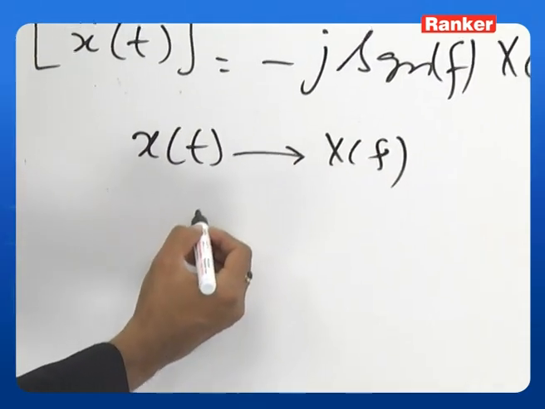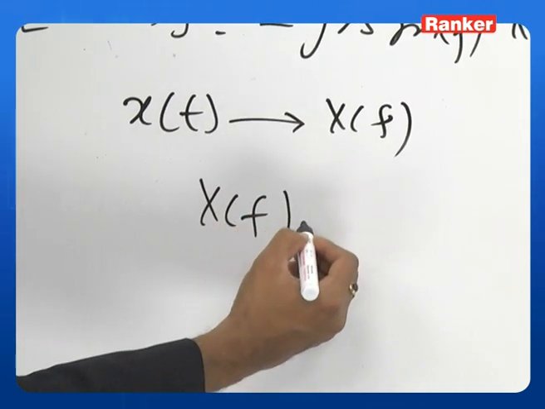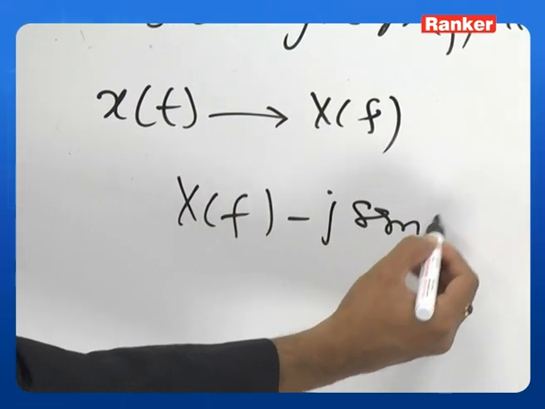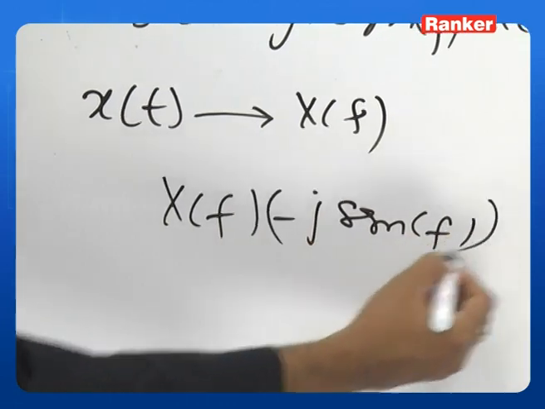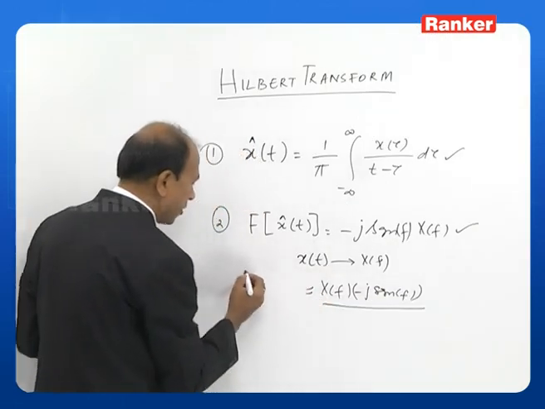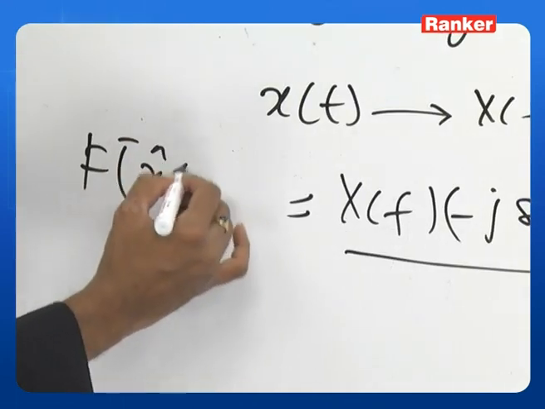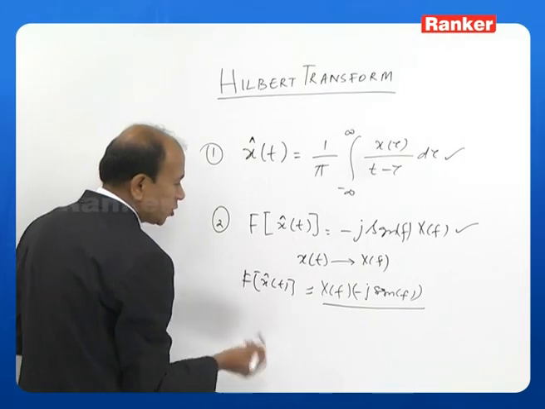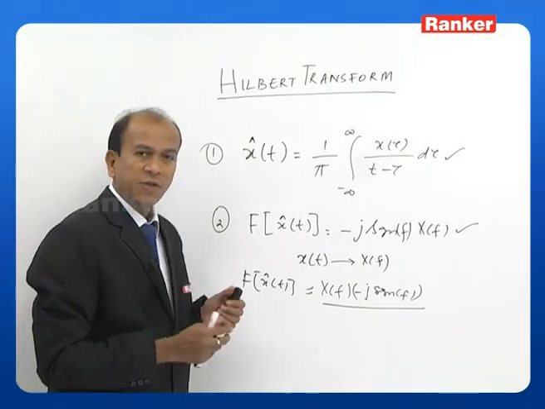Then after I get X(f), I multiply it with minus j signum of f. So, when I do this, I will get the Fourier transform of x cap of t. That is what we have written. So, there are two ways in which you can solve the problem.